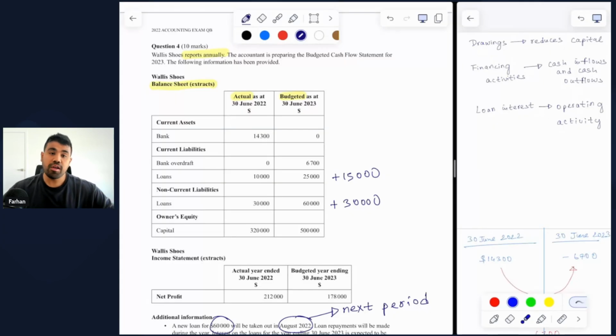My name is Farhan. In today's video, you will solve question number 4 from the 2022 past exam. This question requires you to reconstruct the capital account and calculate the budgeted cash drawings. You're also required to prepare the financing activities section for the cash flow statement and find the net increase or decrease in the cash position from one year to the next.